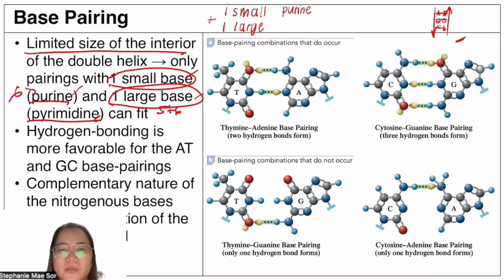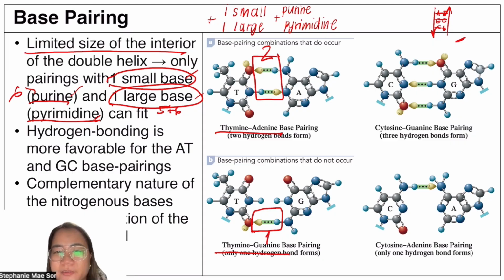Pero bakit A bonds with T? Bakit G bonds with C? Bakit hindi pwedeng A bonds with C or G bonds with T, di ba? Kasi mas favorable yung AT at GC, kaya siya nangyayari. Bakit? Kasi, as you can see here, mas favorable yung binding ng adenine thymine because of the structure, di ba? Kasi dito, if you have a thymine and an adenine, you can form two hydrogen bonds. Pero pag thymine guanine yung ginawa mong pairing, then you can only form one hydrogen bond. So hindi siya masyadong malakas yung kapit, di ba?